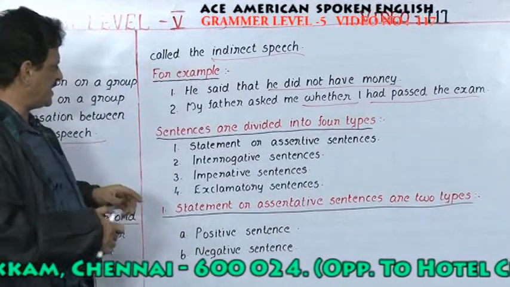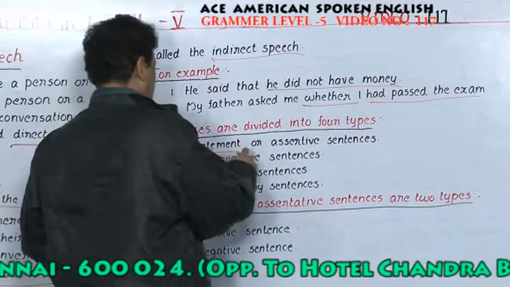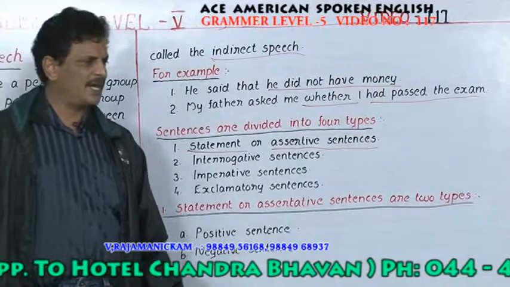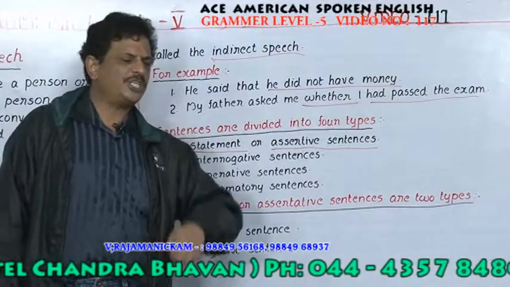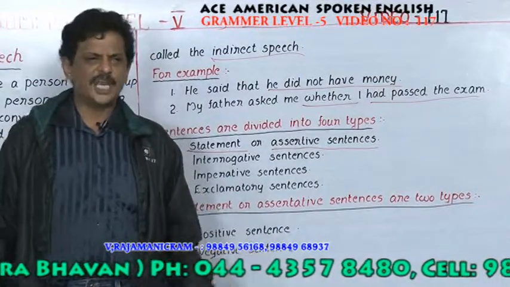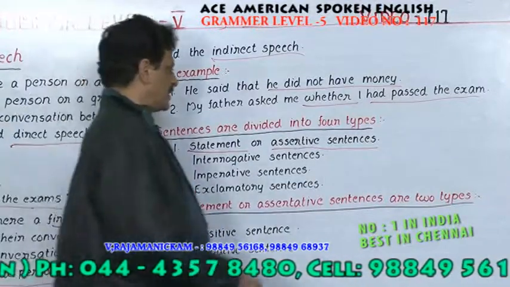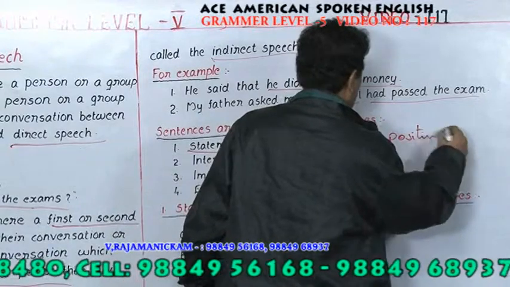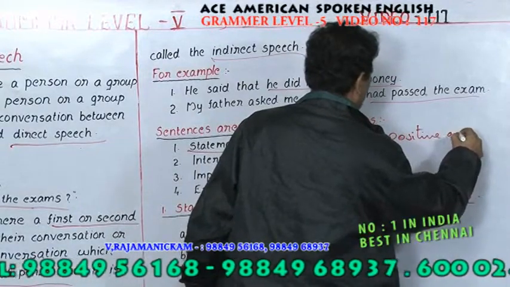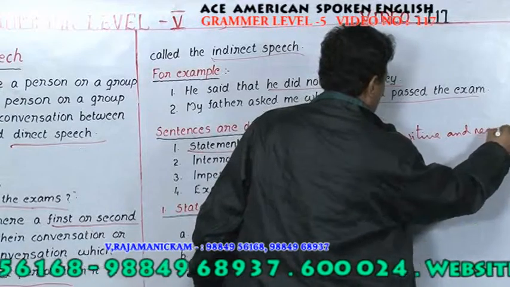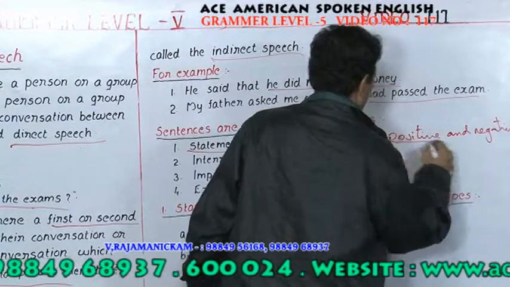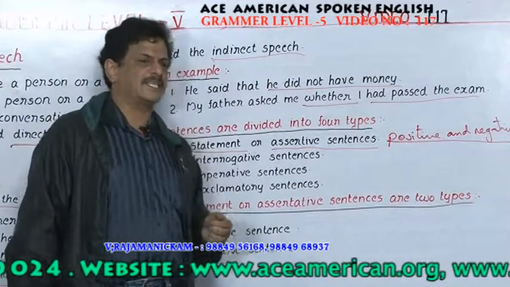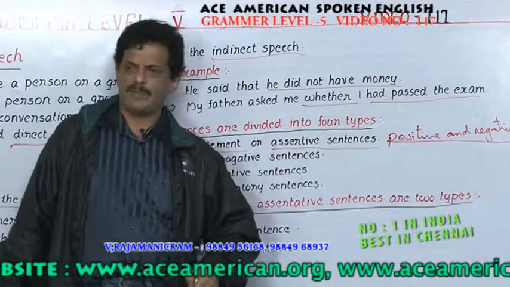What are the 4 types of sentences? Number 1 is statement or assertive sentences. What do you mean by statement, sir? I am telling you, okay, I am a teacher. This is a statement, right? The statement may be a positive statement or a negative statement. It is called a statement or assertive sentence.